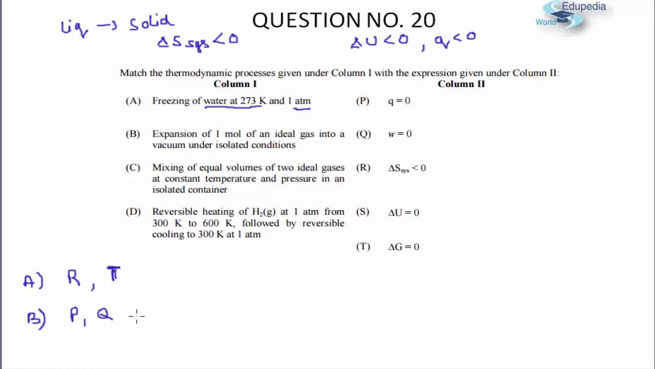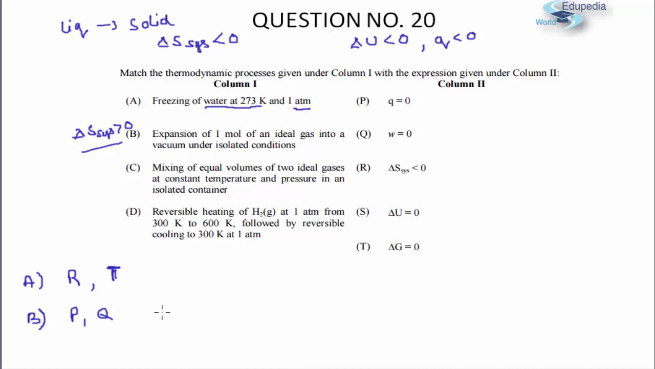Delta S system negative. No, this won't be the case because the gas is undergoing an expansion, and since it is undergoing an expansion, there will be more positional microstates, so there will be more dispersion of matter. So delta S for the system will be positive. I'm just writing it over here. For this process delta S system will be greater than 0. So obviously R won't be my answer.